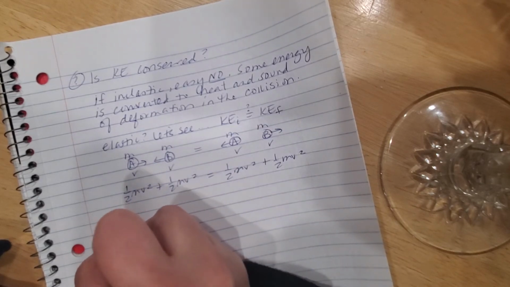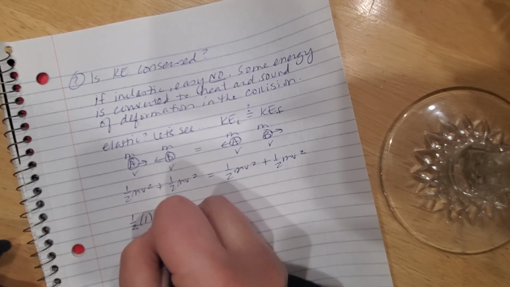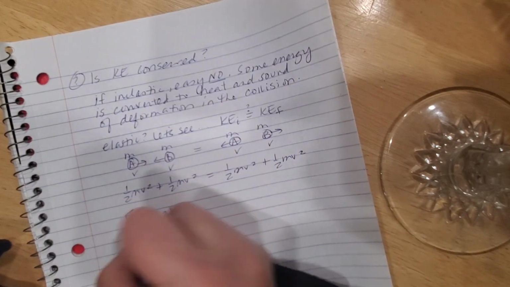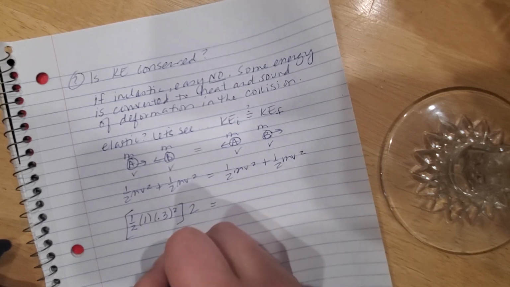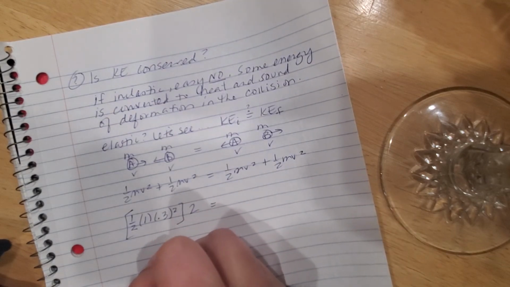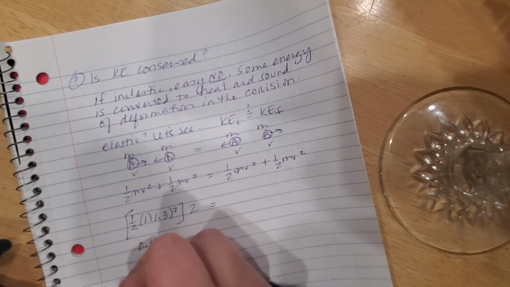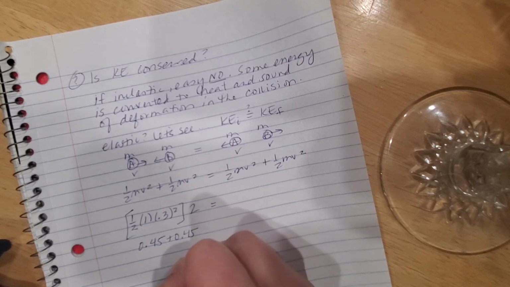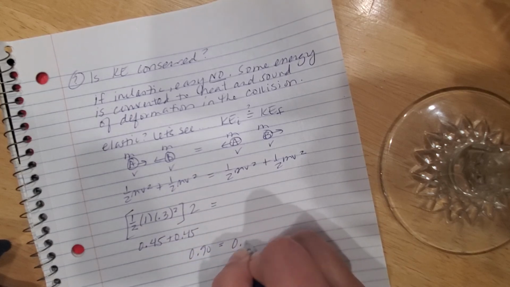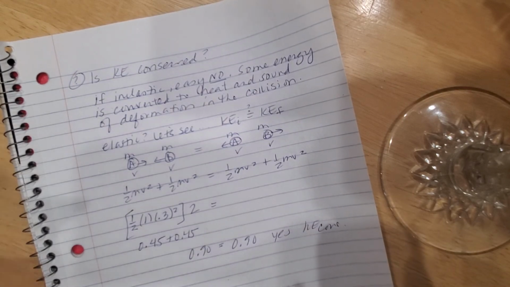Okay, let's see. So 1/2 multiplied by 1 by 0.3 squared. And let's just multiply this by 2 because I'm adding it twice. Do the same thing on the other side. I'll end up with 0.45 equals 0.45. Yes, kinetic energy is conserved.